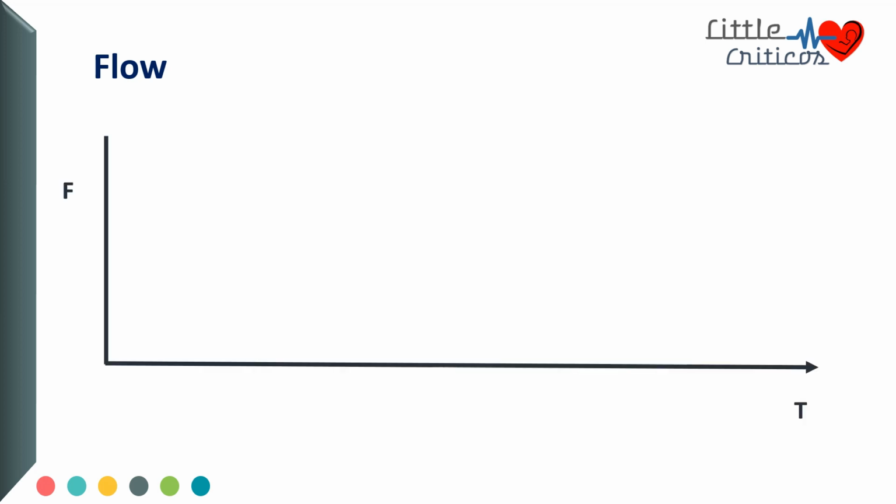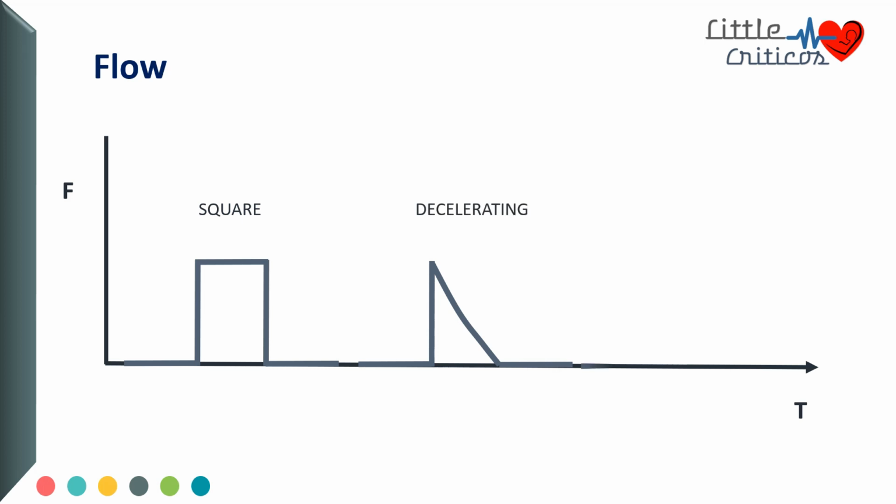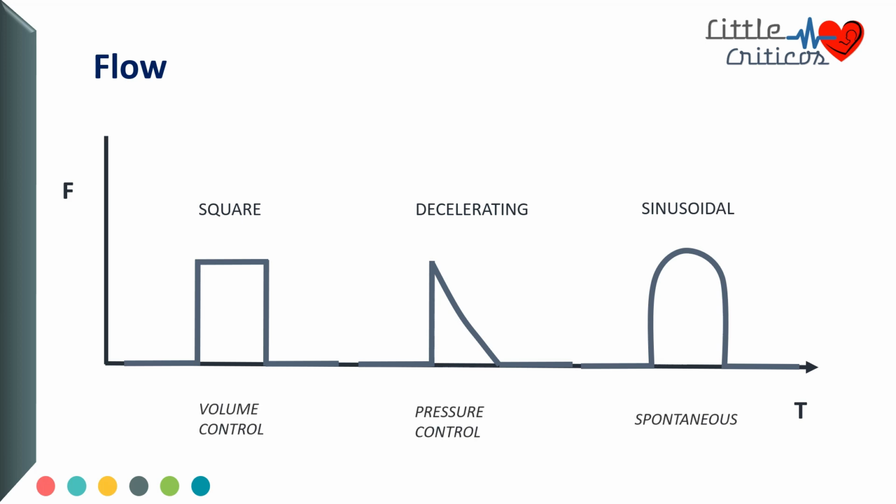Let us try to understand the flow time scalar. The flow provided can be of square pattern or of decelerating type or of sinusoidal pattern. The square pattern indicates that a constant amount of flow is delivered to a patient, and decelerating and sinusoidal patterns indicate variable amount of flow delivered during the breath cycle. Constant flow is seen in volume control mode of ventilation. A decelerating flow pattern is seen in pressure control mode of ventilation, and sinusoidal pattern is seen in spontaneous breaths.